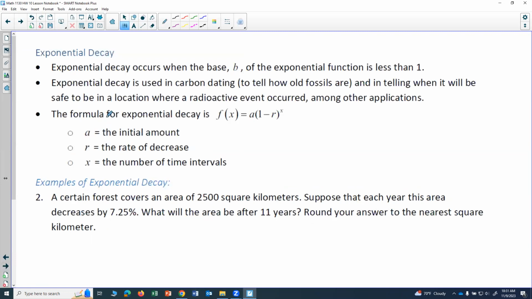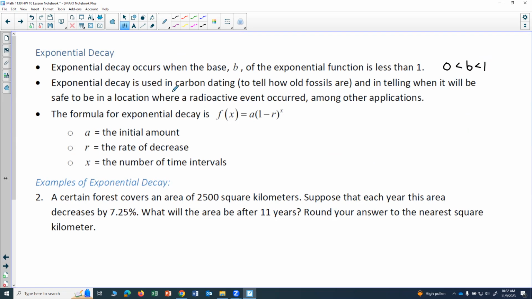Now let's look at exponential decay. That occurs when the base is less than 1. But remember, the base has to be positive. So that's when B is between 0 and 1.